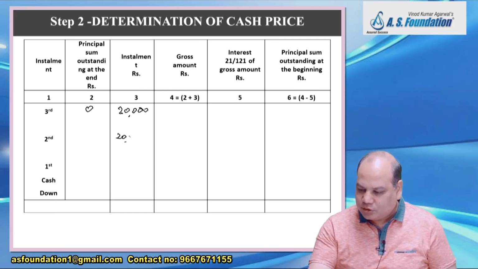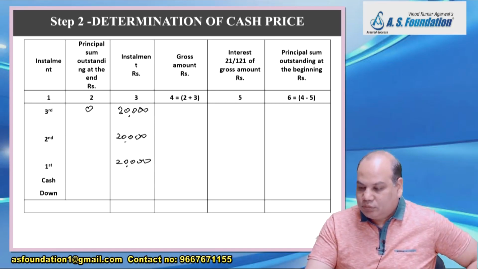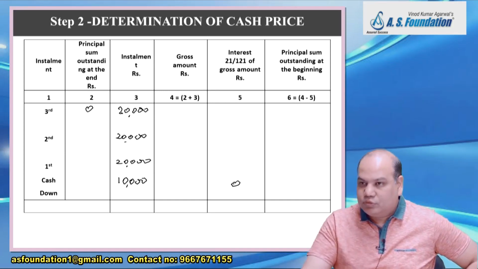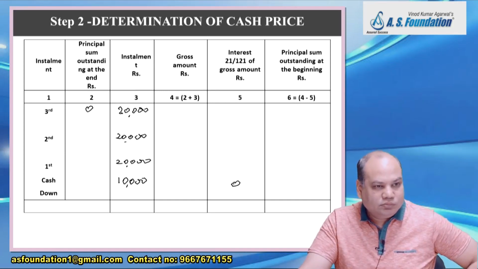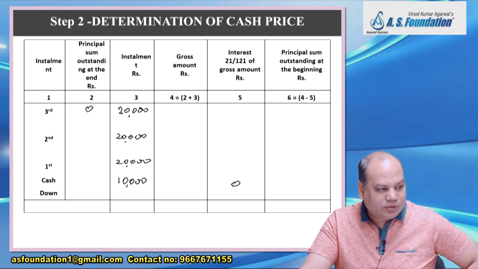First column, write installment number. Second column, write principal sum outstanding at the end. Third column, installment number. Fourth column, gross sum. Fifth column, interest is equal to 21 upon 121 of gross sum. Last column, principal sum outstanding at the beginning. Column numbers 1, 2, 3, 4, 5, 6.